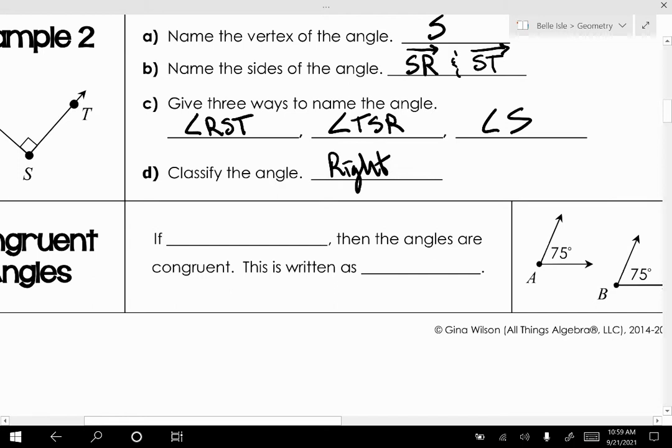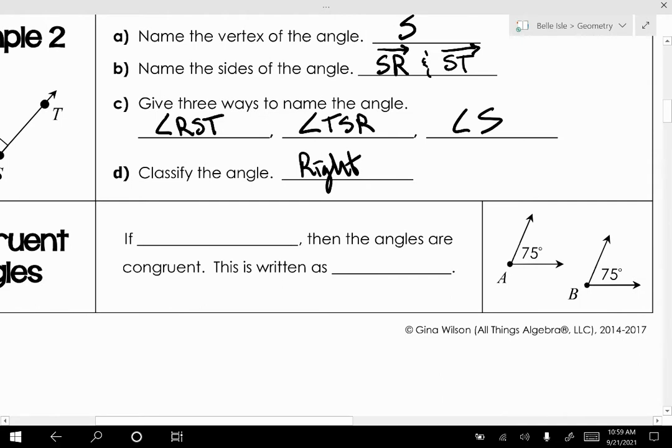Congruent angles. They're the same. Okay, if the measure of angle A equals the measure of angle B, then the angles are congruent. Okay, so this is written as angle A is congruent to angle B. What would we call that in Spanish? It starts with a T.